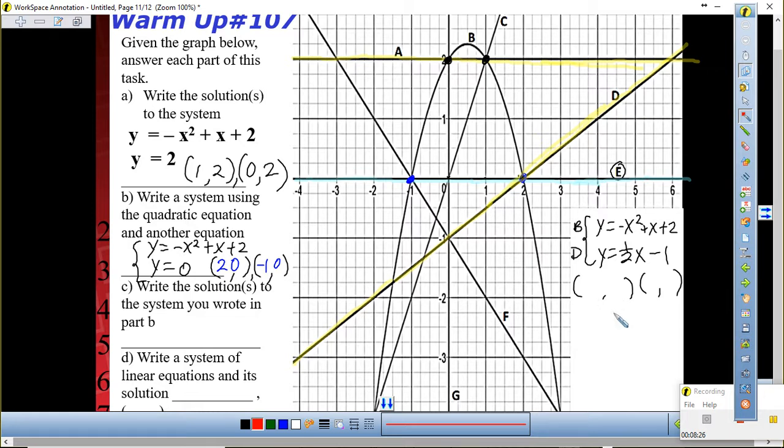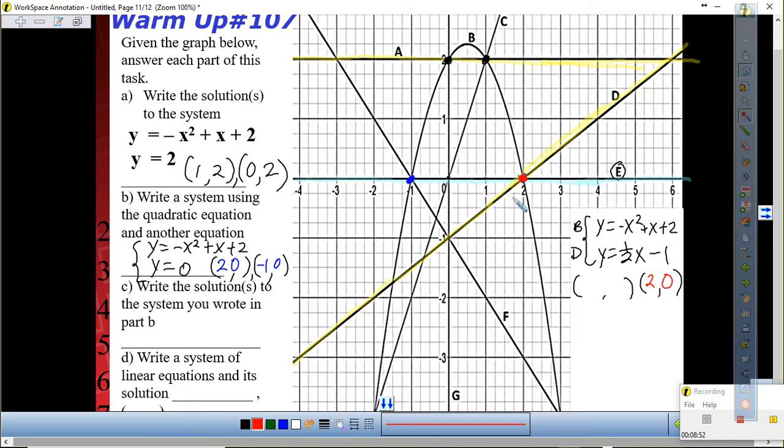Calvin, can you give us one solution to that system? 2, 0. Let's see. 2, 0. Is this line intersecting the parabola at that point? Yes. Pass someone.